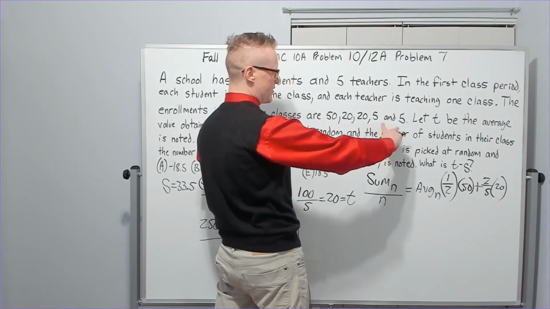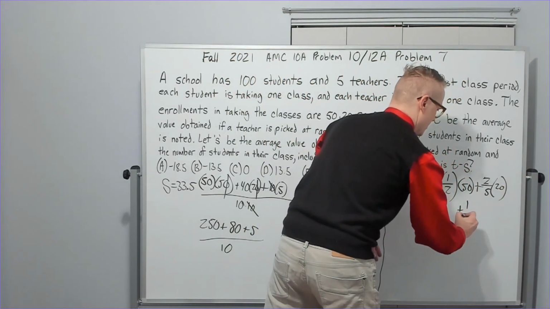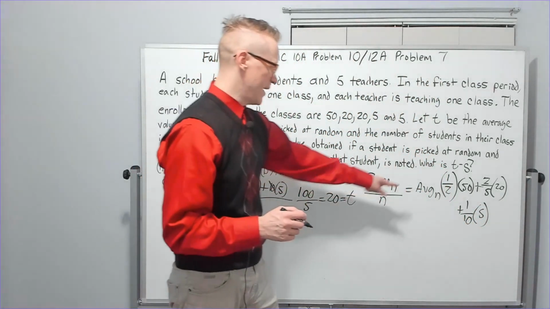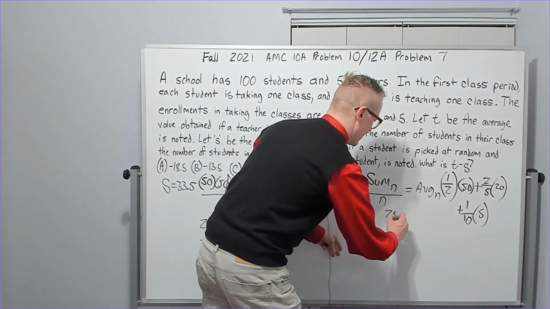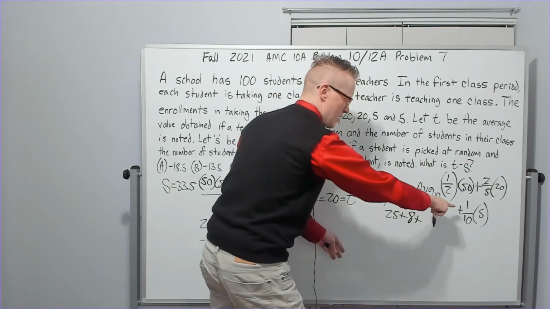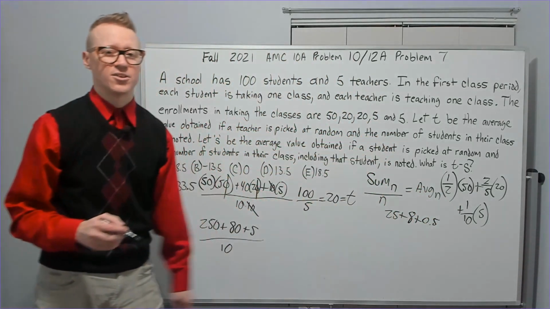And then you're going to have 10 out of 100, which is 1/10. I don't have space. Plus 1/10 times their value of 5. If you calculate this, you're going to get 25 plus 40 over 5 is 8, plus 5 over 10 is 0.5. You'll notice it's 33.5.